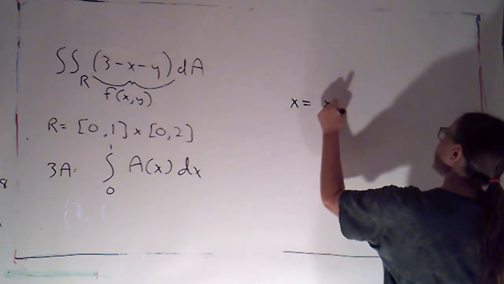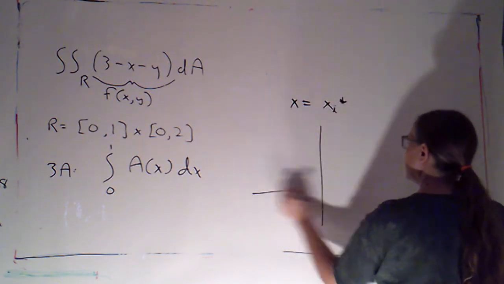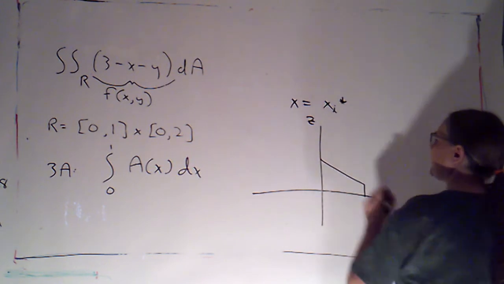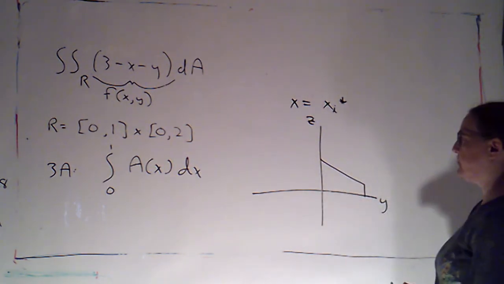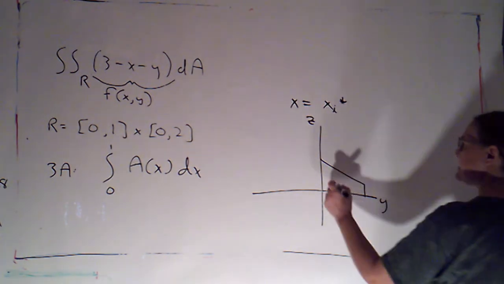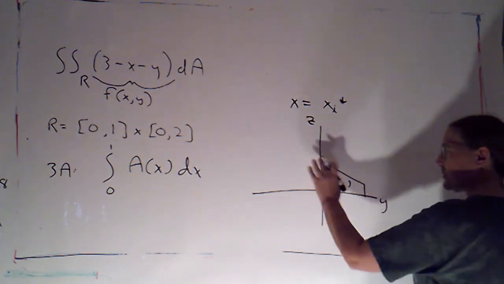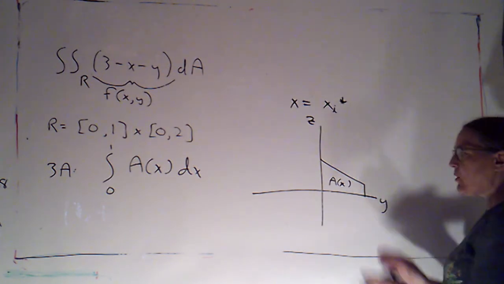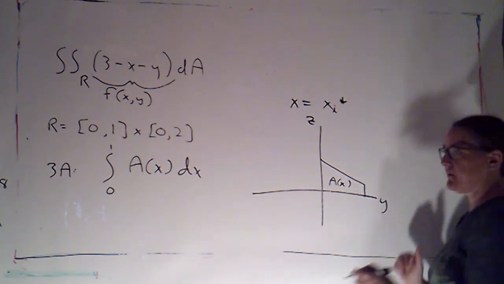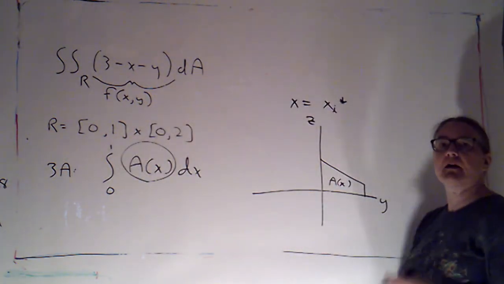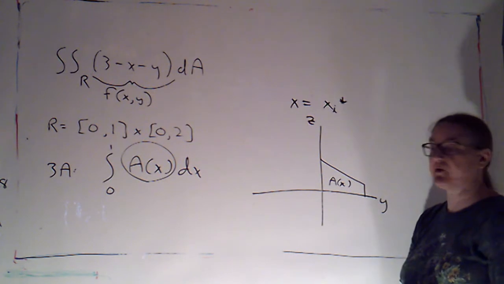Let me just remind you what that looked like. When we looked in the plane x equals xi star, which was parallel to the yz plane, we determined that we were getting a trapezoid, like so. And so we determined that A of x was just the area of that cross-sectional trapezoid. Now, in 3A, we had to get a nice shape because we were relying on being able to calculate that area using a nice formula from geometry.